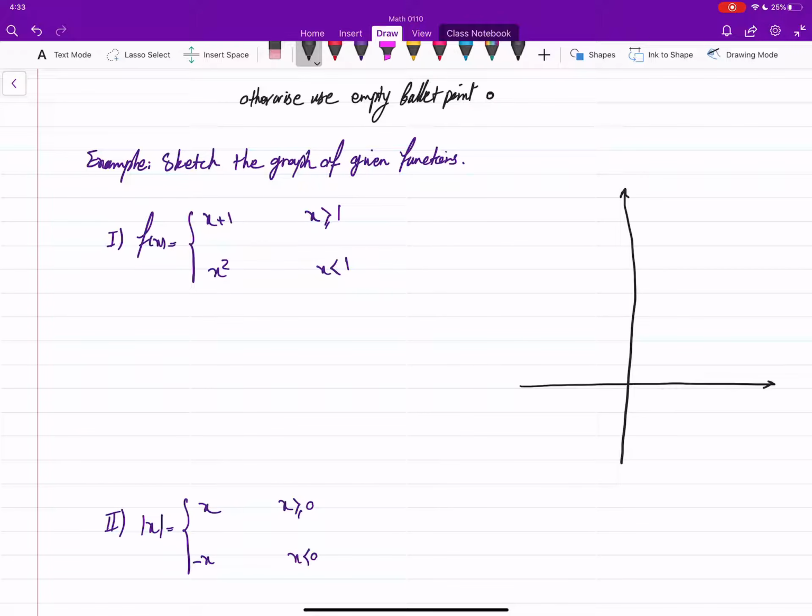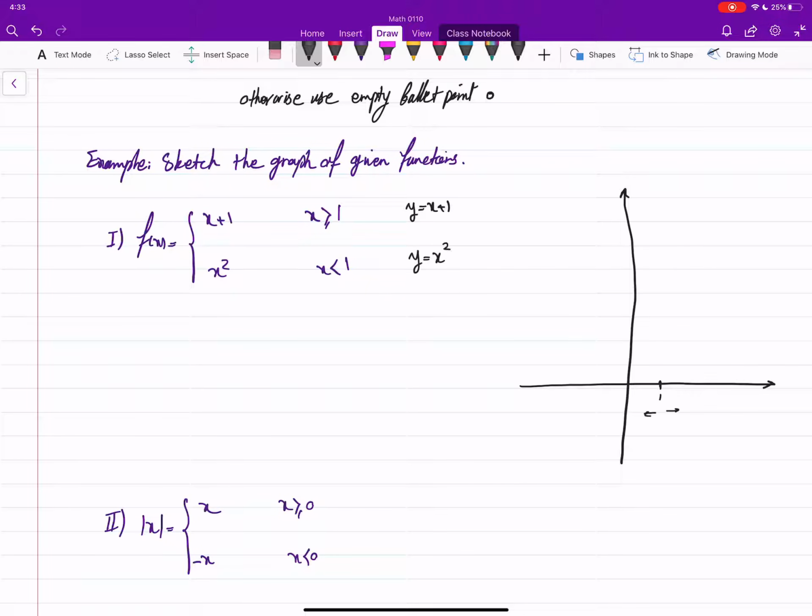Identify the domain. So here, x bigger than 1, this is one piece, x less than 1. This is how you identify. And 1 is included for the bigger than 1. Okay. Then for each one of the expressions, you find the curve defined by y equal to expression.